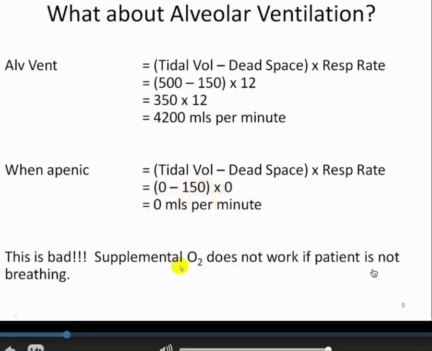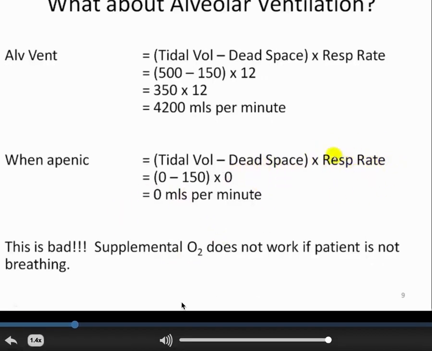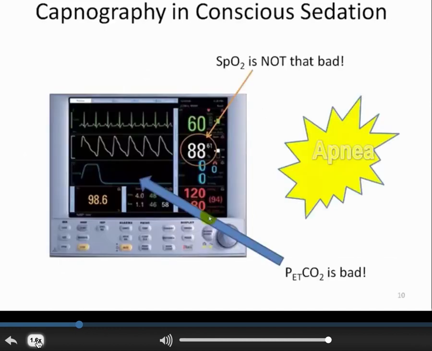So again, this is bad: supplemental oxygen does not work if your patient is not breathing. The alveolar gas equation indicates how supplemental oxygen is good at getting PaO2 up. But the alveolar ventilation equation tells us that when your respiratory rate goes down and essentially ceases altogether, you have no alveolar ventilation, so supplemental oxygen is not going to work for you when a patient is not ventilating. So as it turns out, capnography is telling at this point.